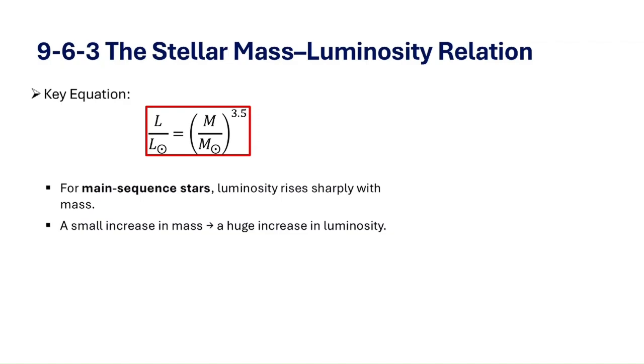Now for example, a star with 4 times the mass of the Sun. That means star mass is 4 times the solar mass, right? So it has a luminosity roughly 4 to the 3.5 power, or about 120 times the Sun's luminosity. So this demonstrates that a moderate difference in mass causes a huge difference in brightness.